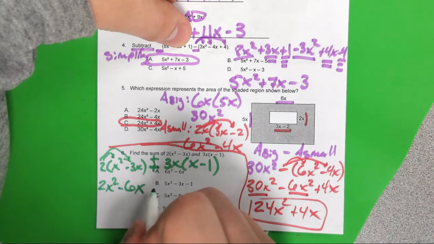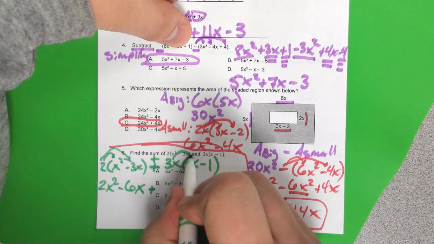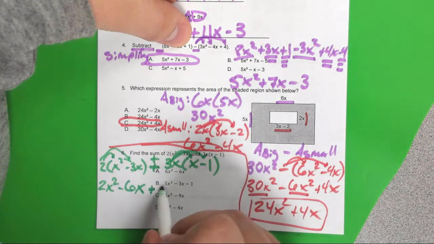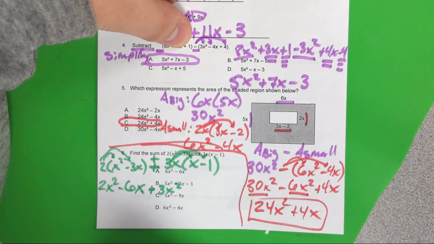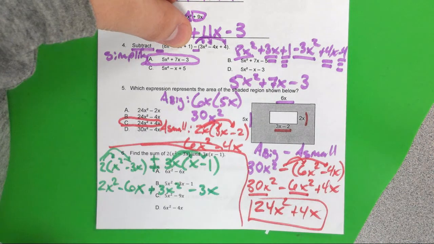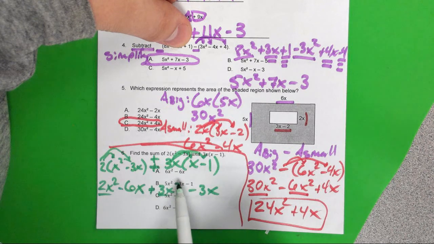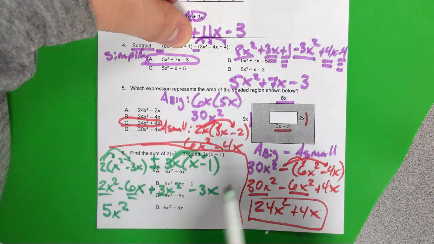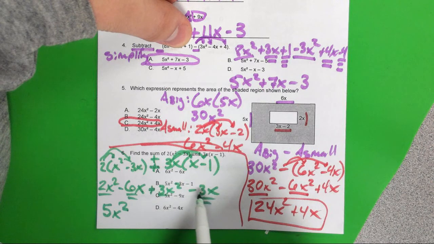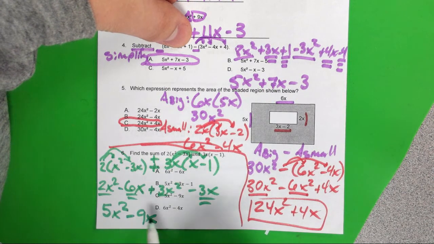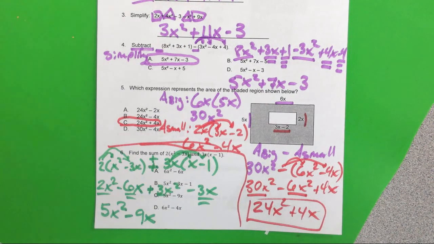Now we're going to add that to this one. We're going to distribute these ones. 3x times x is 3x squared, and then 3x times negative 1 is negative 3x. From there we can combine like terms. I've got 2x squared plus 3x squared. That's going to be 5x squared. And then I've got negative 6x minus 3x, which is negative 9x. So what I'm looking for is 5x squared minus 9x. Look through my answer choices. I see C right here. C.